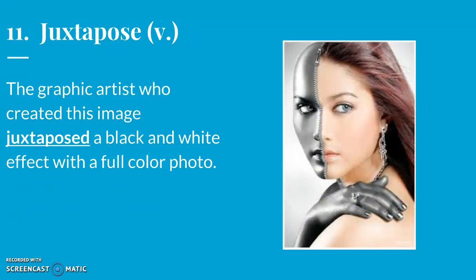Number 11 is juxtapose, which is a verb. The definition for juxtapose is to place side by side for comparison. So a lot of the times when you have juxtaposed, you're placing things side by side that are sort of different from each other. And in this picture, you can see how this graphic artist did just that with color in black and white. So the sample sentence says, the graphic artist who created this image juxtaposed a black and white effect with a full color photo.